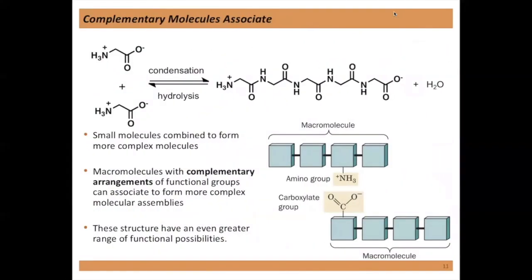So here's just an example of a very simple amino acid, glycine. That was one of the amino acids that they found in the Miller-Urey experiment. They could make glycine in there. And if glycine undergoes a condensation, then you get polyglycine, or a big long chain of glycine.